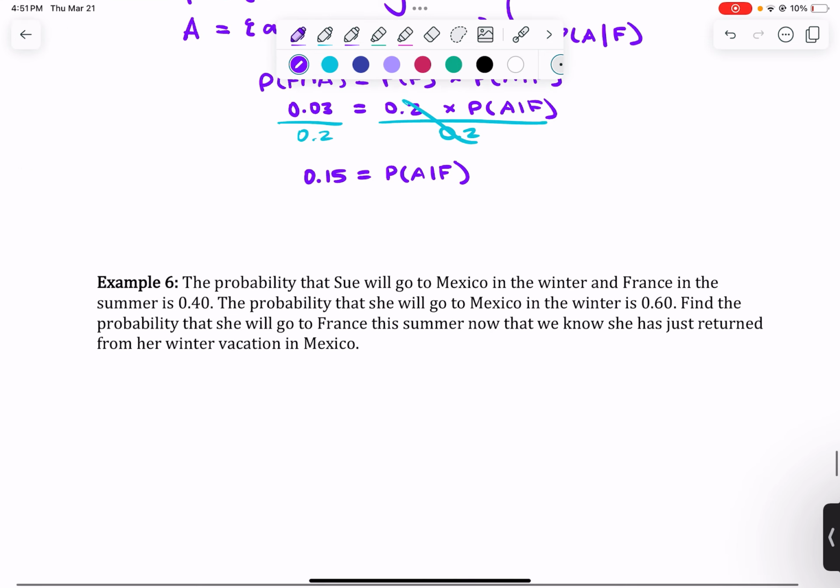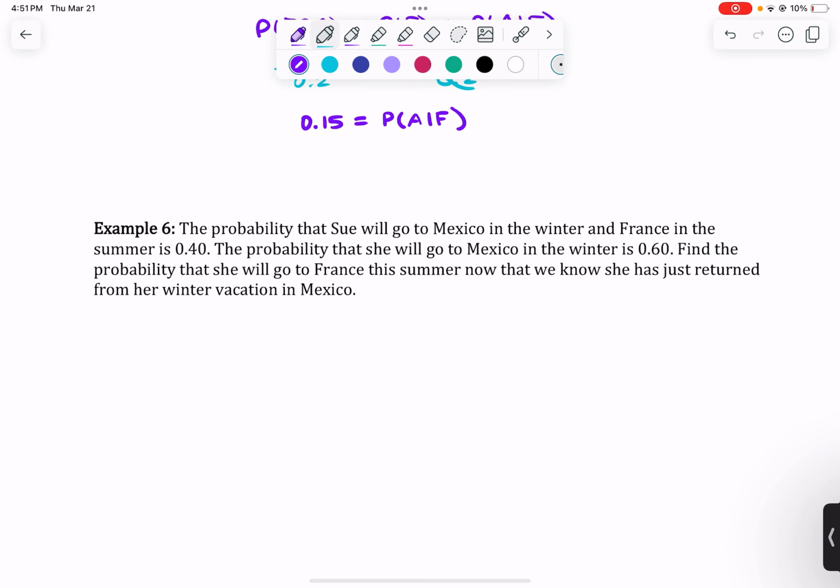Okay, let's jump to the second one. The probability that Sue will go to Mexico in the winter and France in the summer is 0.40. That word "and" again indicates that I'm talking about the intersection. The probability that she'll go to Mexico in the winter is 0.6. I notice that it's only one thing, so that's likely my first event. And I want to find the probability she will go to France this summer now that we know she has just returned from her winter vacation in Mexico.